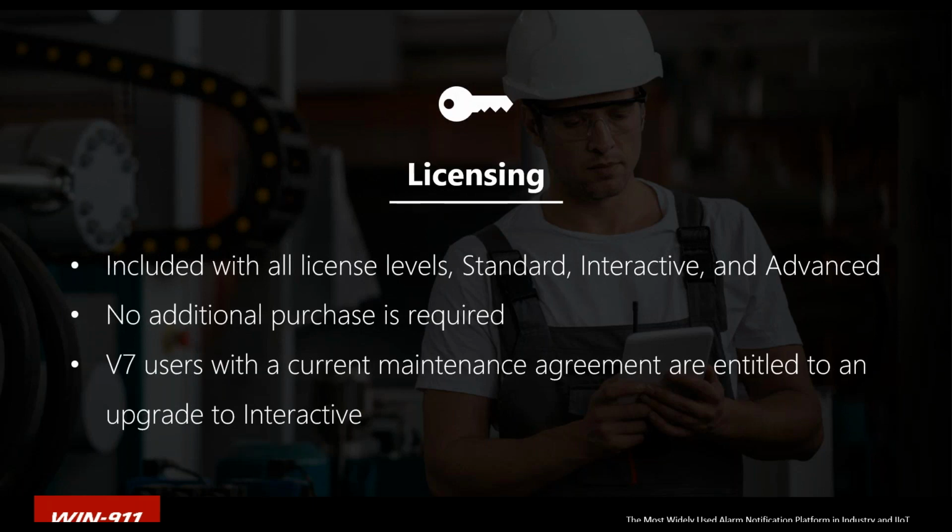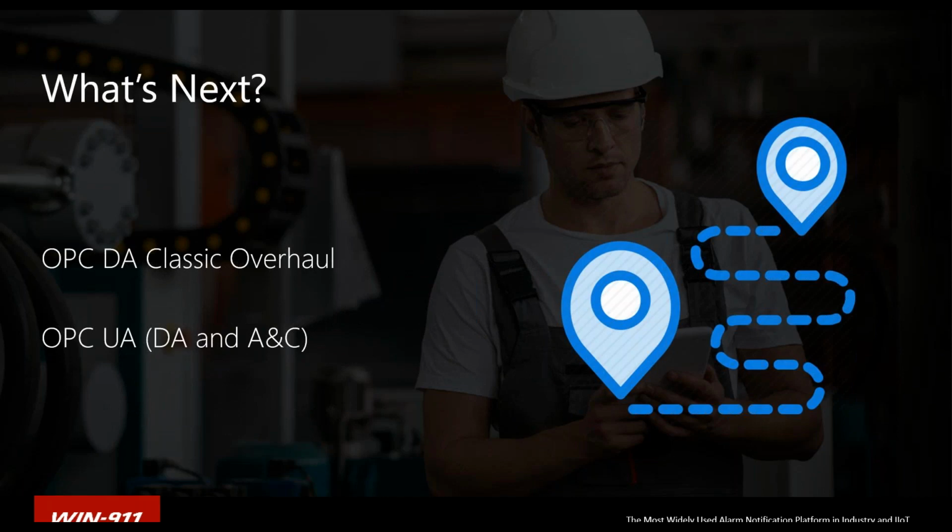Licensing is pretty simple. It's included with all the license levels, so there's no additional purchase required. If you have a version 7 license and you want to convert to the newer Win-911, then you can. I did mention that in the mobile stuff. So you're free to upgrade to 2021 from version 7 as long as you have an active maintenance agreement, and then you're entitled to a free upgrade to interactive. And that about covers all the new stuff that I wanted to talk about today.